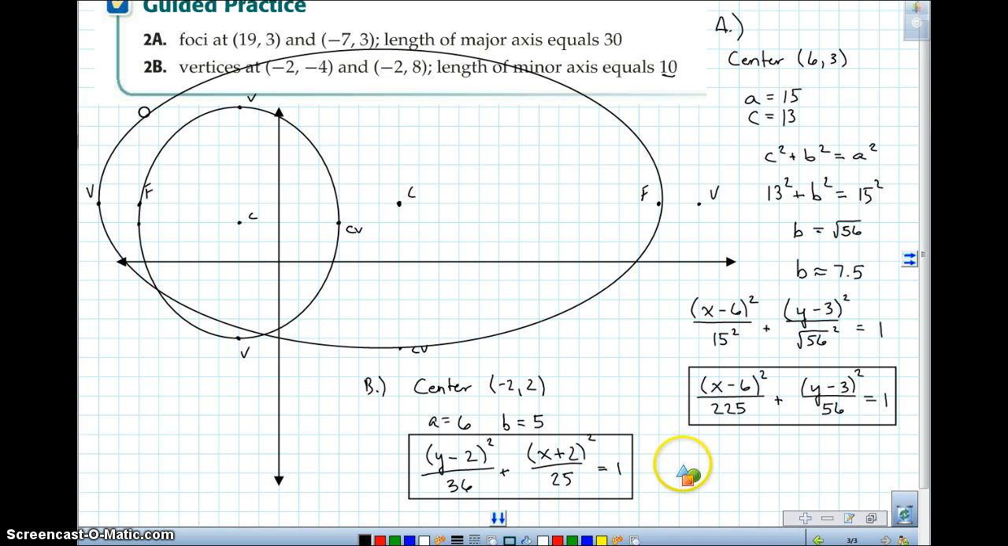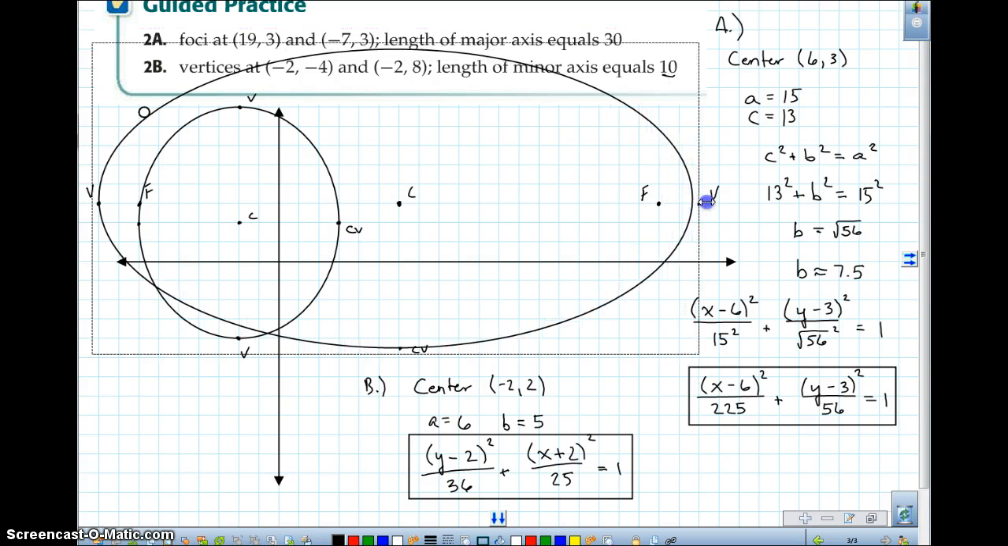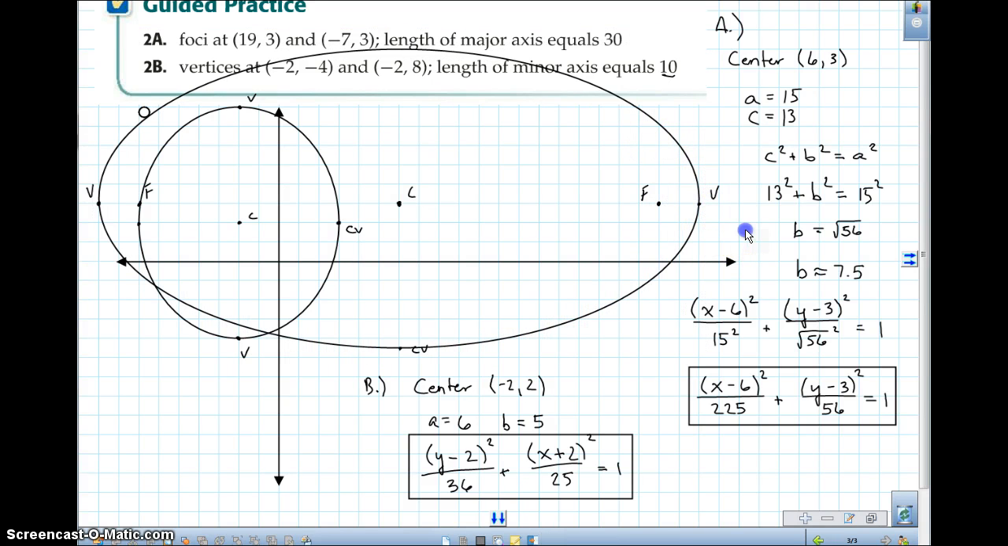Okay, here are your final answers. I apologize for the size of the ellipse that I drew. In fact, I think I'm looking at it now, I actually missed the vertex on this one. It's supposed to be even bigger. There we go. The first one was quite large, took up most of my sheet.